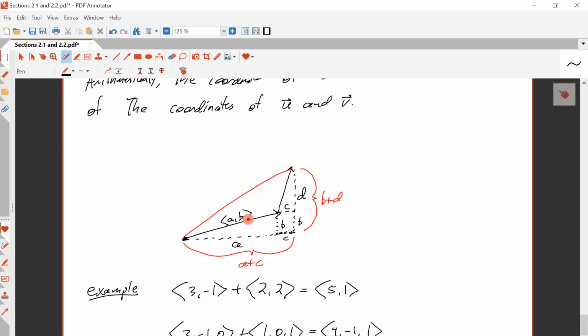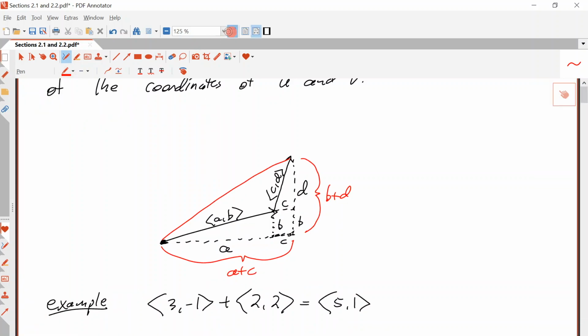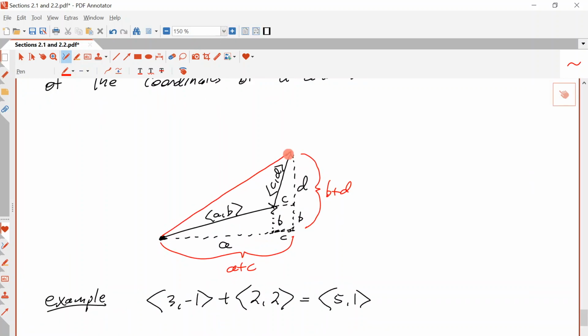So (a, b), (c, d), and this is the sum, let's do that one in red: (a, b) plus (c, d) is equal to (a plus c, b plus d), and we see that right there. This is one side of the triangle. This is the other side of the triangle, where the coordinates are broken down into x and y components.